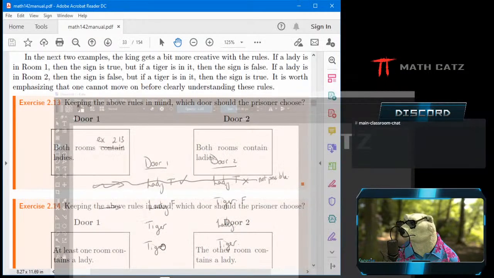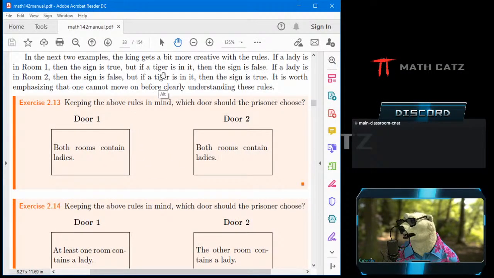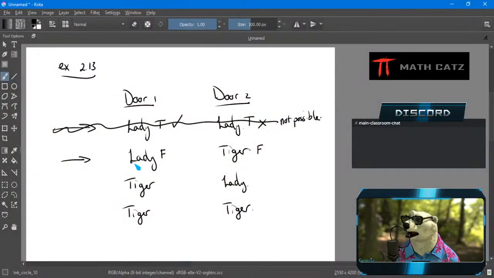Door 1, the king says different things for different doors, so I do them one at a time. If a lady is in room 1, the sign should be true. If a tiger's in it, the sign should be false. A lady is in it, so the sign should be true, yet I got a false. That is inconsistent and contradicts what the king says about how this is working.